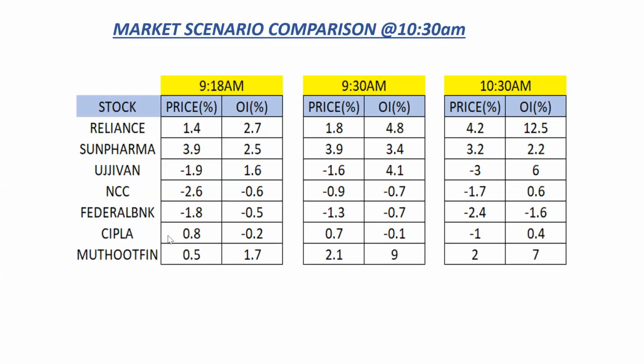Cipla was a short covering pick. Price was up, OI was down. It was the same at 9:30, but at 10:30 a.m. we see price going down negative 1%, and OI has gone positive. That means short covering was a sideways move, and it has now changed the trend and gone into the negative zone. So this is how it has performed.